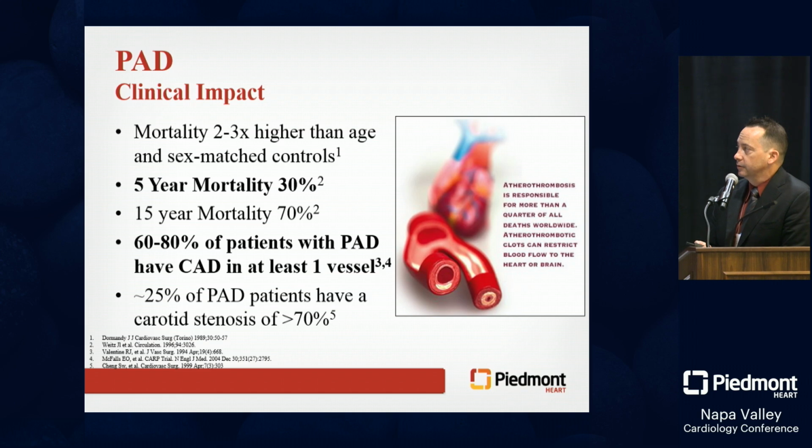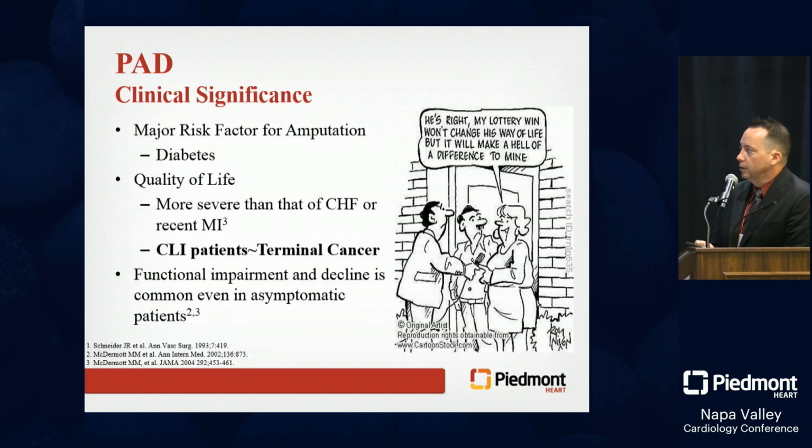The clinical impact: the mortality is 2 to 3 times higher than age and sex matched controls. Your 5-year mortality if you have PAD is 30%. That increases to 70% at 15 years, and 60 to 80% of patients with PAD have at least one vessel coronary disease. A quarter of them have carotid disease. And most importantly, if you look at ABI across the board here, this is also a major risk factor for amputation.